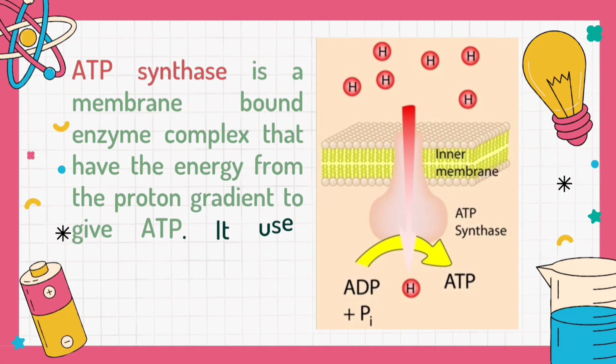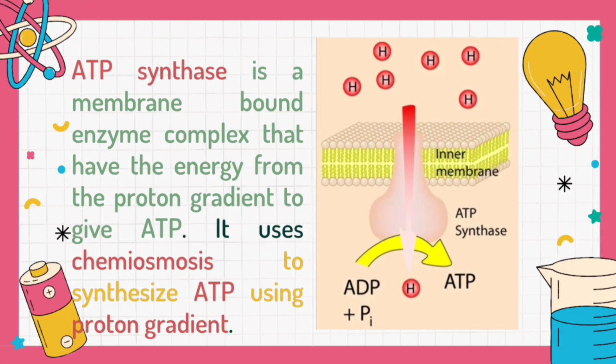ATP synthase is a membrane-bound enzyme complex that harnesses the energy from the proton gradient to make ATP. It uses chemiosmosis to synthesize ATP using the proton gradient. Proton gradient refers to the gradual dispersal of protons across a membrane.